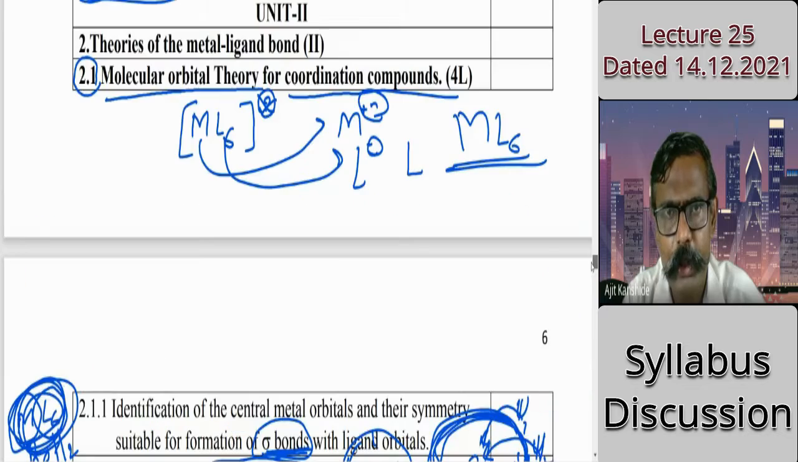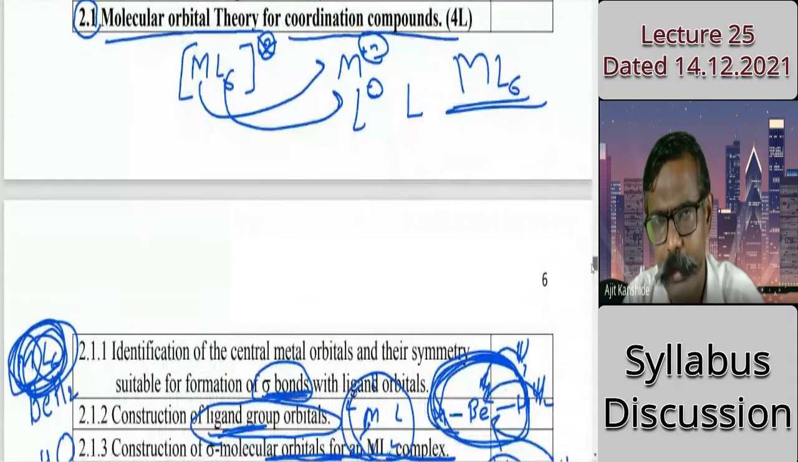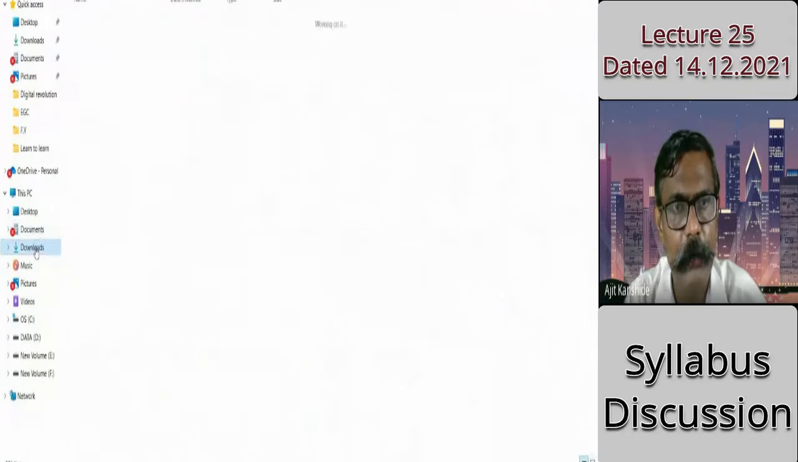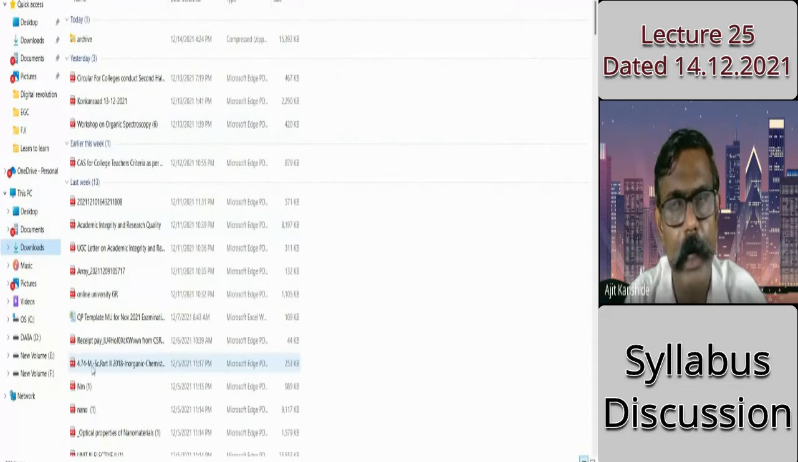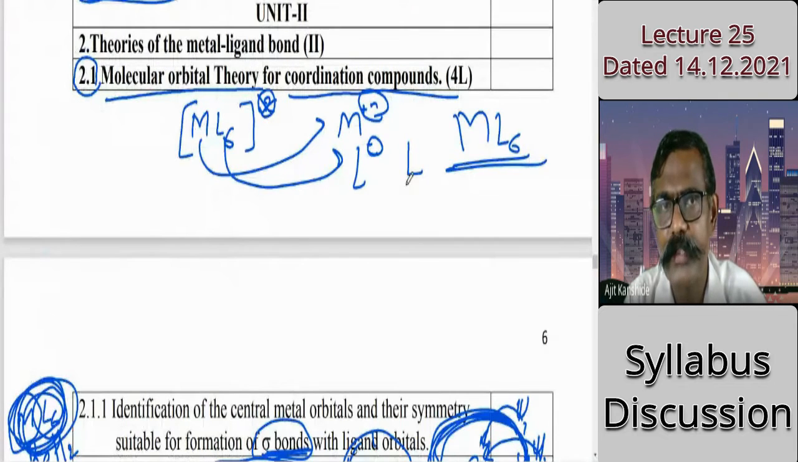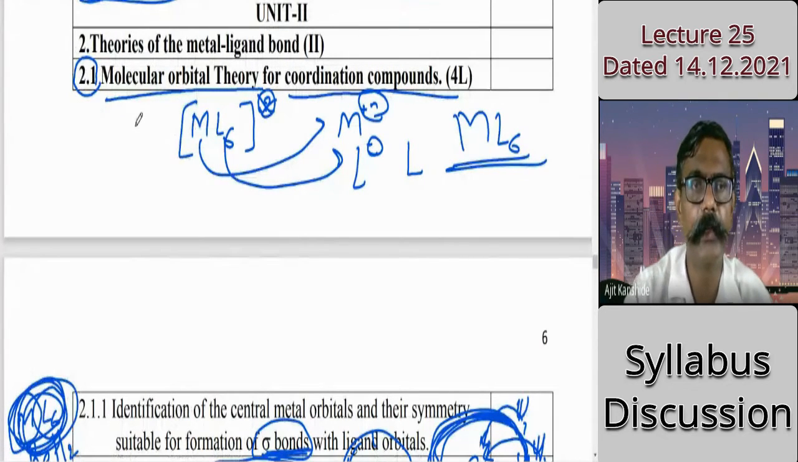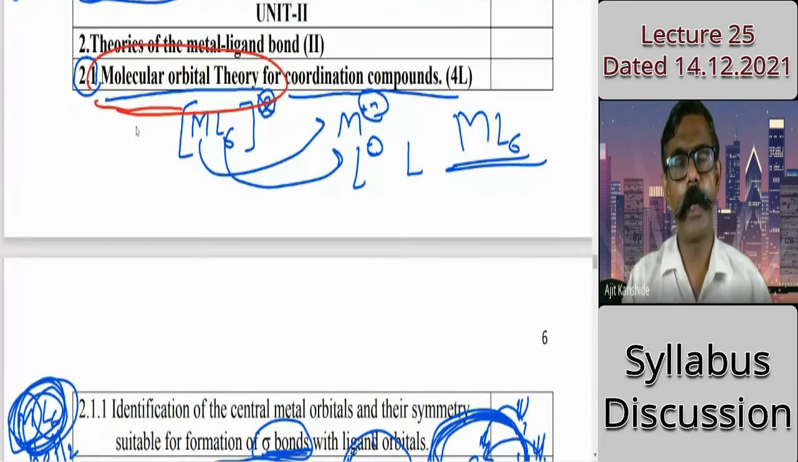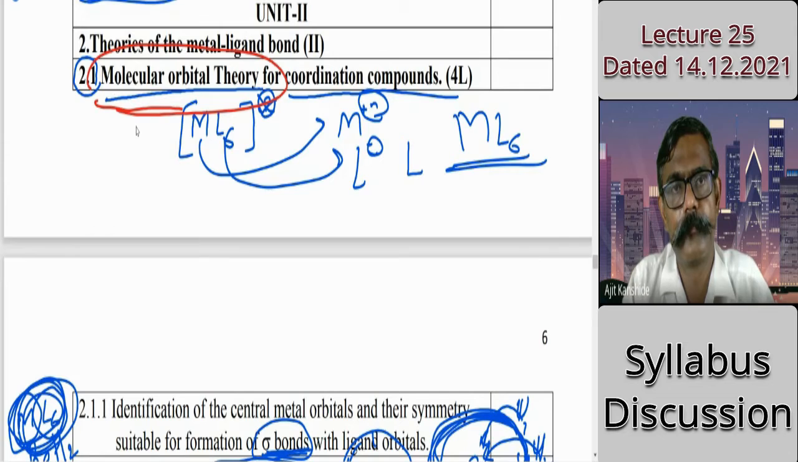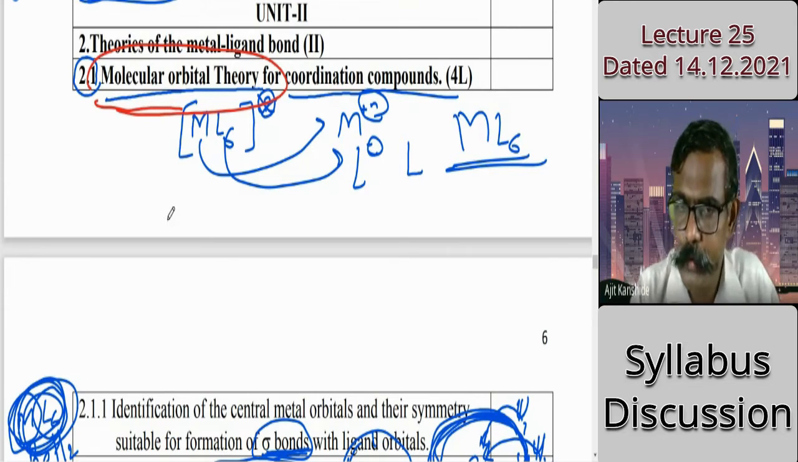Tomorrow I have a lecture or not, I'm not sure. Do you have a lecture tomorrow in your class as per timetable? Yes, sir. At what time? 10 to 11. Okay, then tomorrow we'll have the discussion, and tomorrow we will start with molecular orbital theory. If you have any doubt or any question about today's discussion, you can freely ask. No doubt, sir. So shall we stop now?